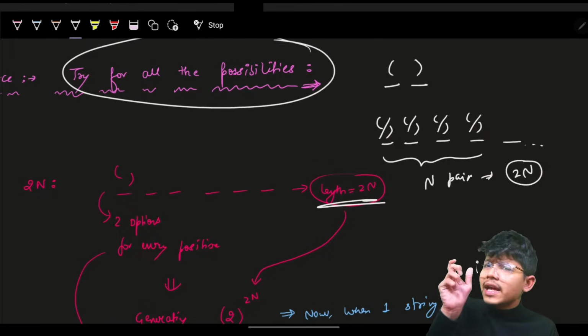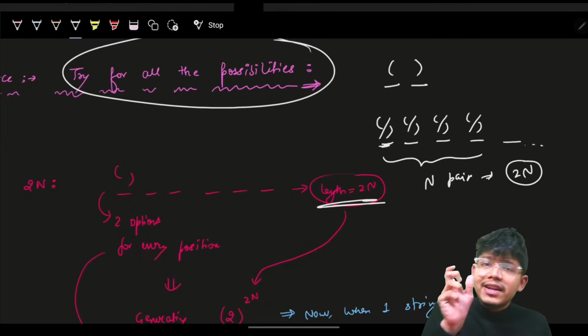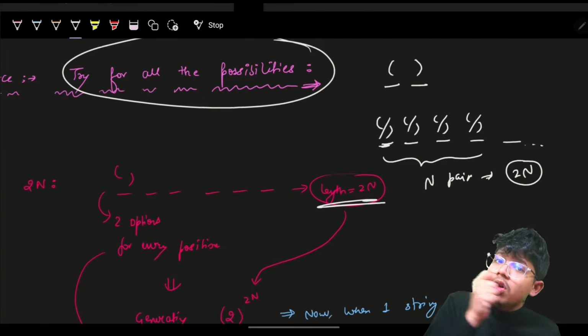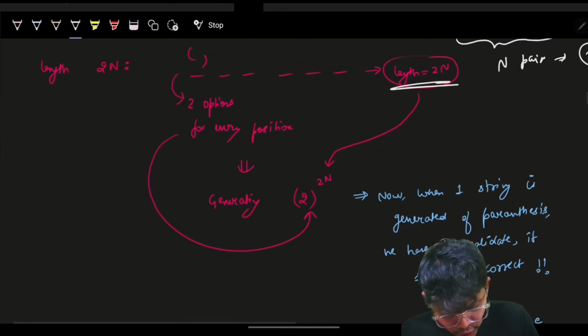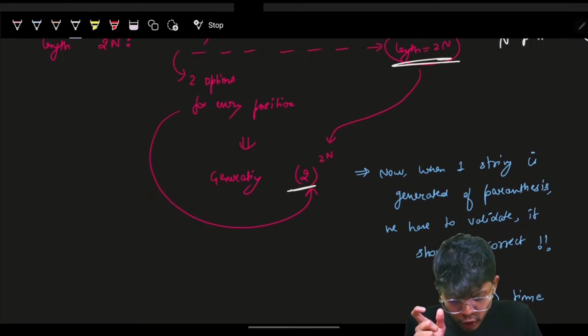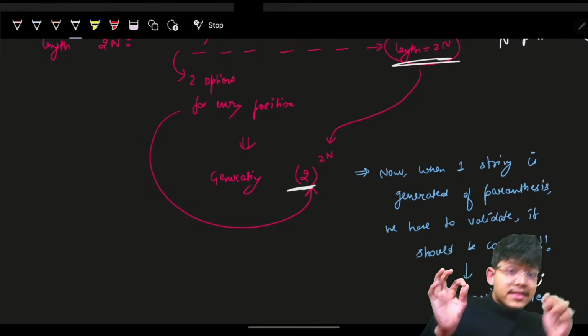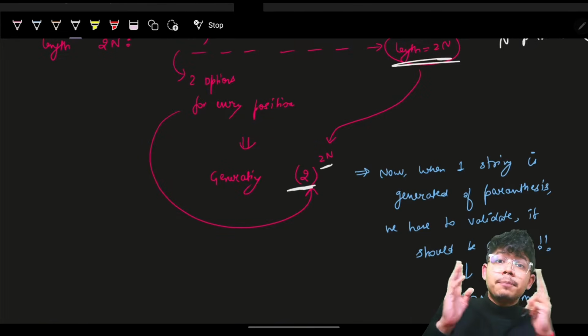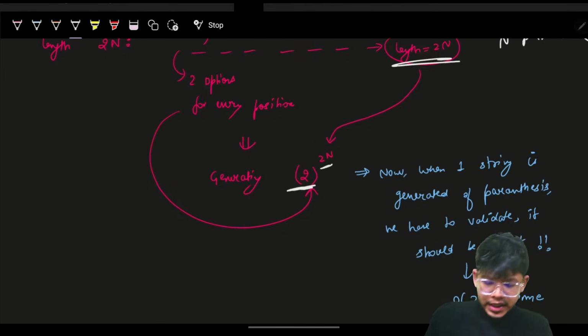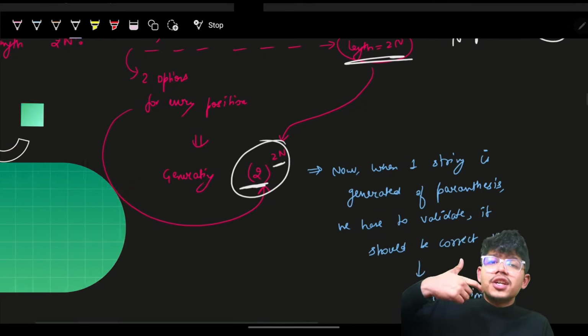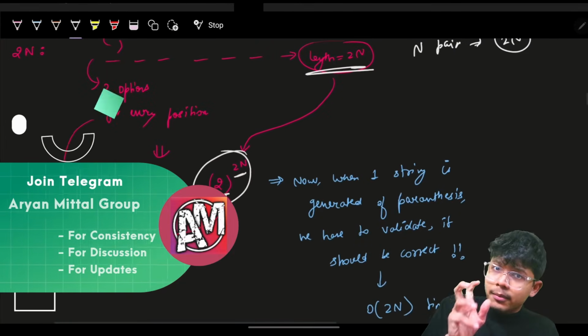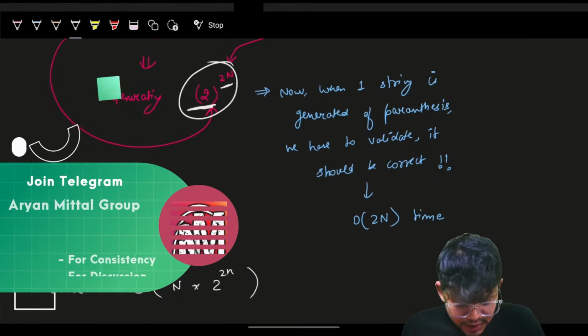So for every location, every index, I will have two options: either place an opening or a closing. And my number of indexes is 2n, because I have n pairs, which means the length is 2n. So I will generate 2 raised to the power 2n possible options, and this is what I'm going to take.